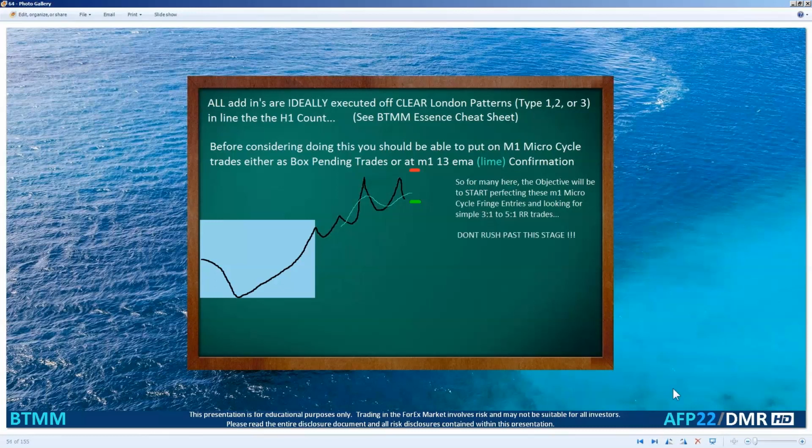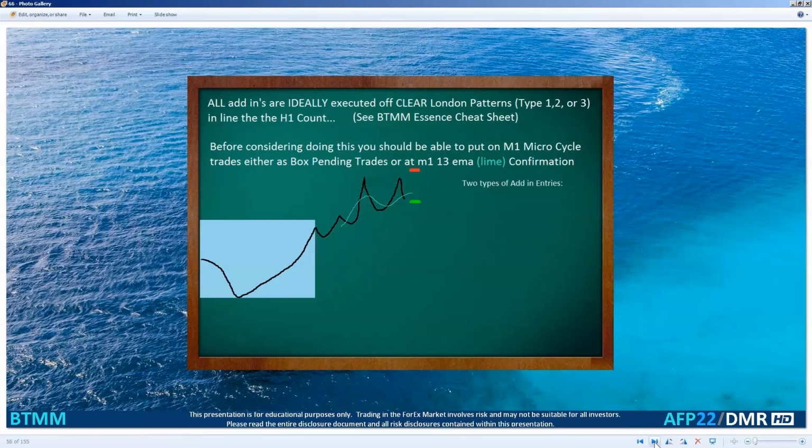Okay, so don't rush past this stage. Don't rush past getting an order on at a confirmed microcycle M in the gap time box and hold that for 3 to 5-to-1. Right, 3-to-1 or 5-to-1 reward risk. That's 1 unit of risk for 3 to 5 units of gain. Pending or M1 confirm entries are the anchor position we use in adding in. Do not add in unless you have these things already placed in the market.